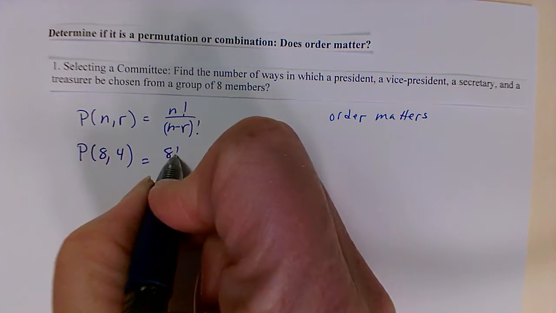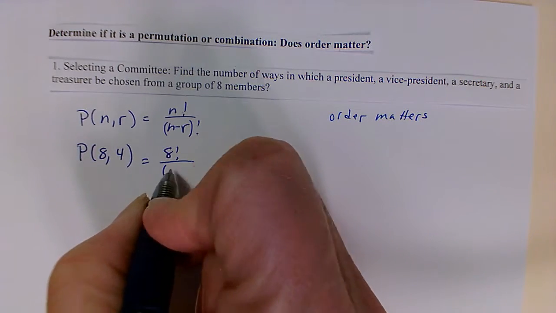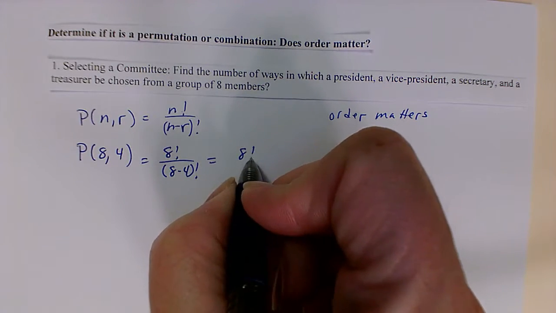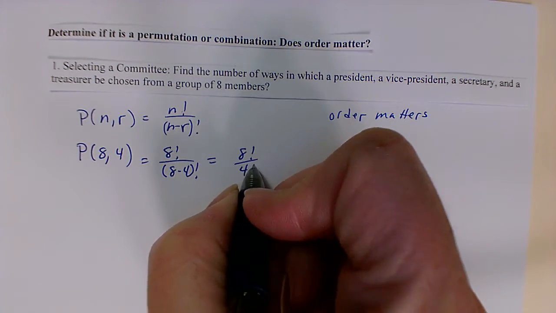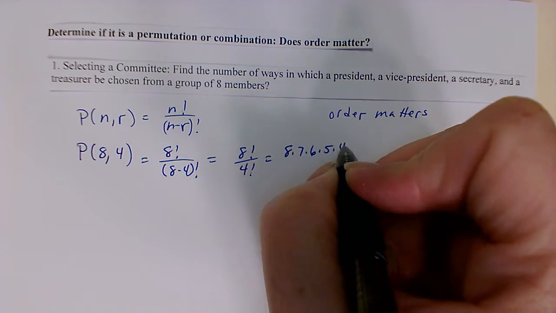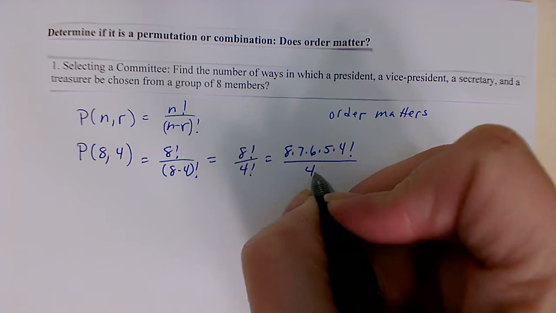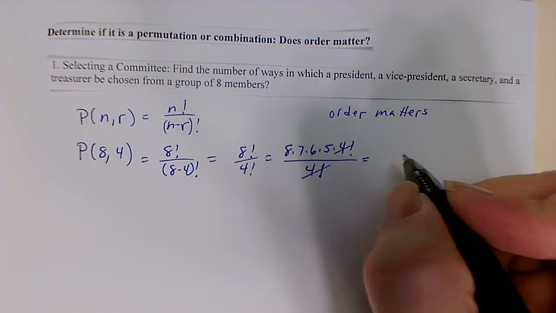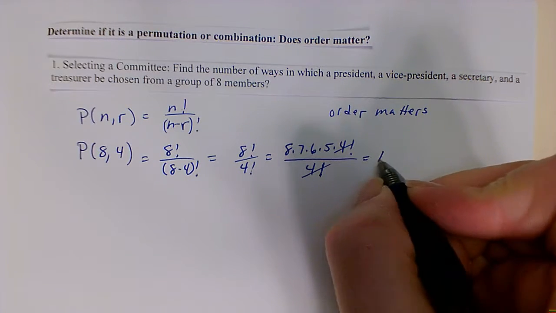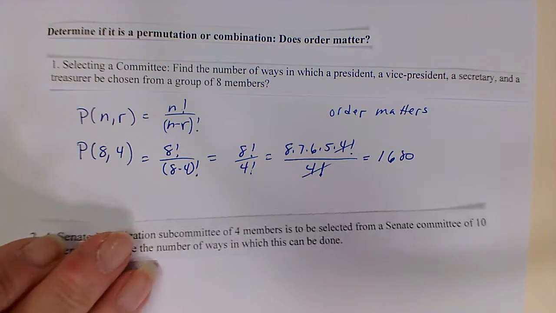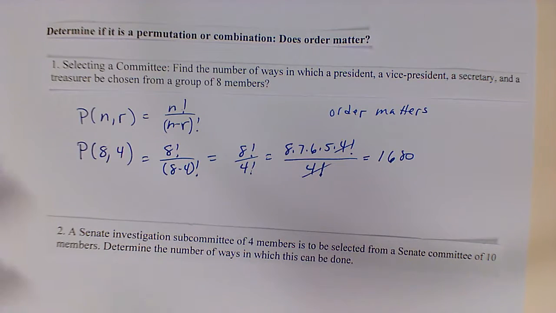That will get us 8 factorial over 8 minus 4 factorial, which will get us 8 factorial over 4 factorial, which will be 8 times 7 times 6 times 5 times 4 factorial all over 4 factorial. Our 4 factorials can cancel, and when we multiply those all together, we get 1,680.